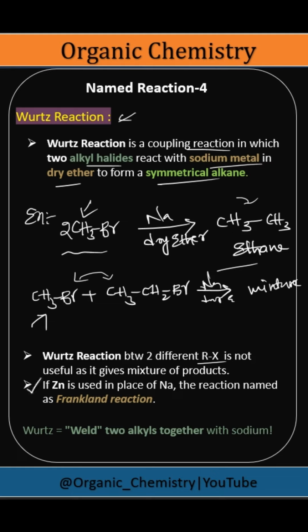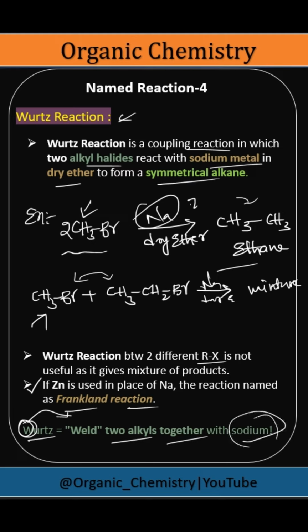One more point is that if, in place of sodium, we use zinc, then the name of this reaction will be called the Frankland reaction. So that's how we'll take two alkyls together with sodium. So weld two alkyls together with sodium. This is how you can have an idea of what exactly the Wurtz reaction is in one single sentence: weld two alkyls together with sodium metal in the presence of dry ether.